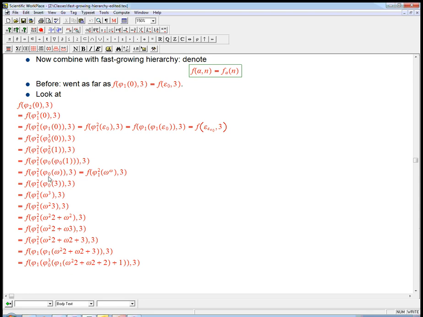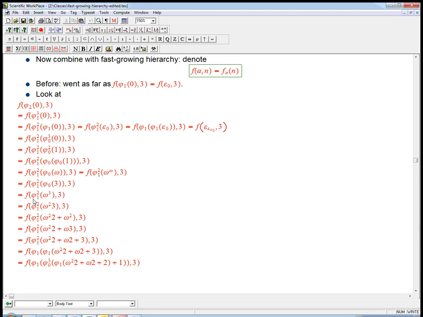Then we got a phi naught of something, and this is still a limit ordinal. Okay, so we just pass that 3 instruction all the way in, and we say, oh, the third element of a fundamental sequence for omega, that's just 3. That's easy. Okay, so now we're getting somewhere. Phi1 squared of phi naught of 3. Oh, phi naught of 3 is just omega cubed. Okay, that's easy. It's omega exponentiation.